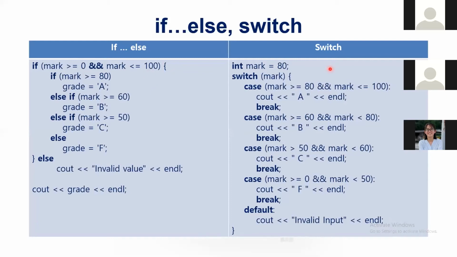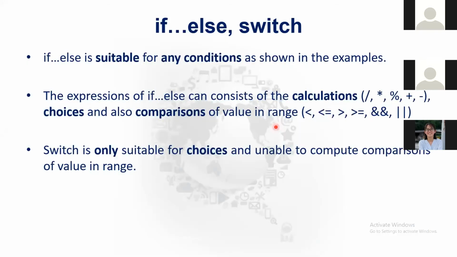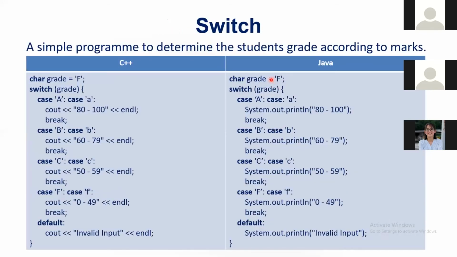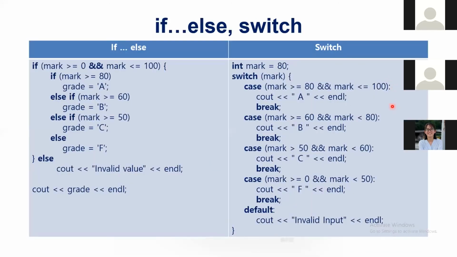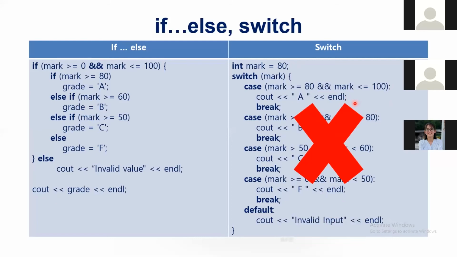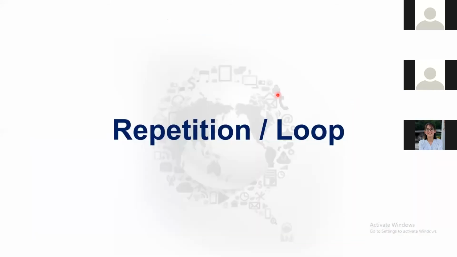But for switch, you cannot do it like this. You can only do it in the examples shown here, that is, with choices, not in range. So this is not allowed. All right, so now we go to repetitions, which is actually the loop.